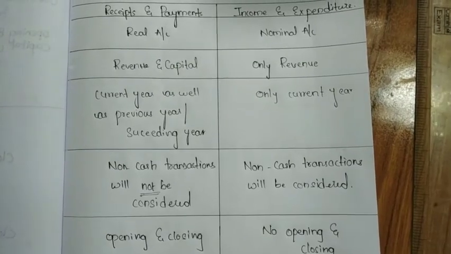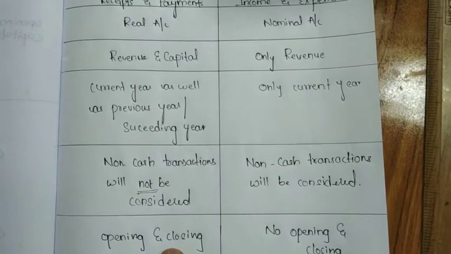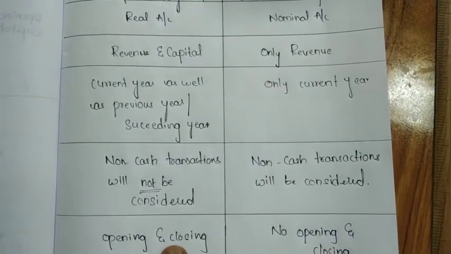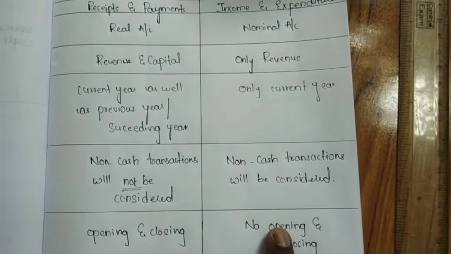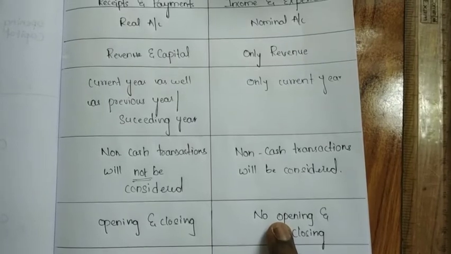And see the next difference: in receipts and payment account, we will have opening and closing balance. I said it is like a cash account. In a cash account, we will have the opening and closing balance. When it comes to income and expenditure, it won't have any opening and closing balances.